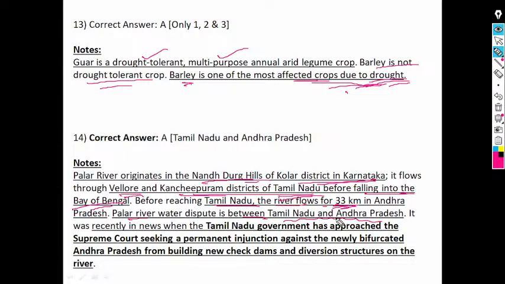The Palar river is a dispute between Tamil Nadu and Andhra Pradesh. It was recently in the news because the Tamil Nadu government approached the Supreme Court seeking a permanent injunction against the newly bifurcated Andhra Pradesh from building check dams and diversion structures on the river.